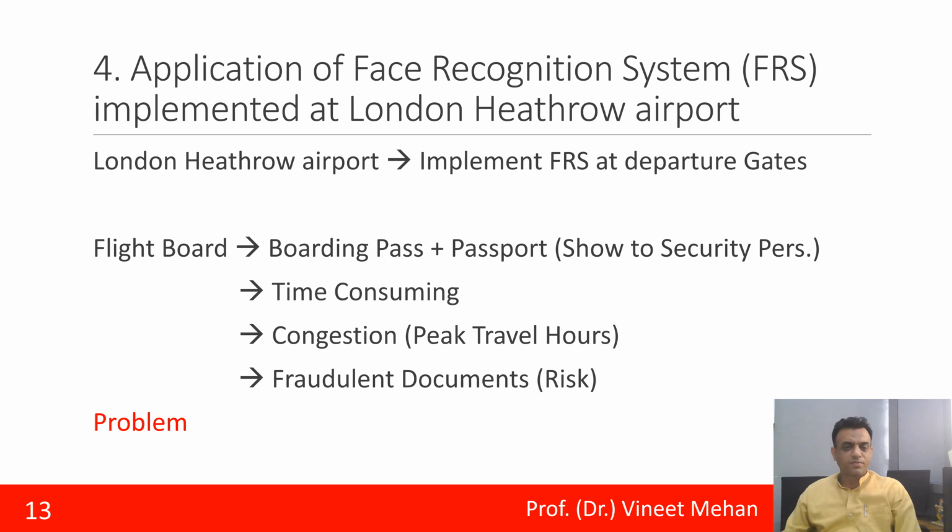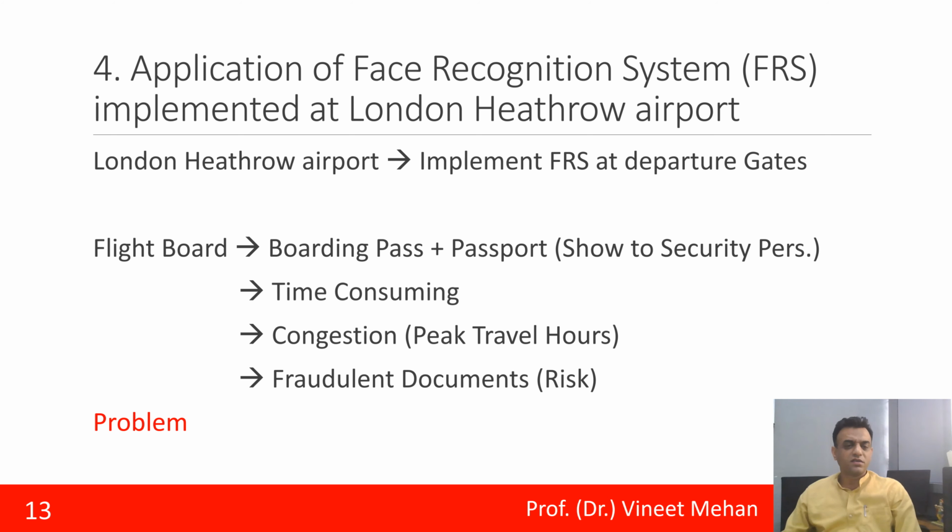Now what was the problem? The problem was that at boarding you have to show the pass as well as the passport to the security personnel. So this is time consuming. It was causing a lot of congestion at the time of peak travel hours. Then fraudulent documents were also there. Because of these three reasons, they were facing the problem.